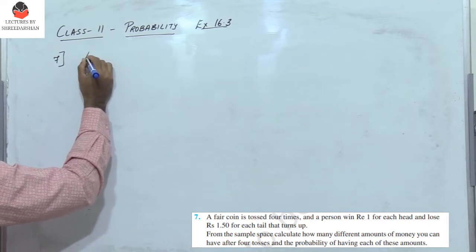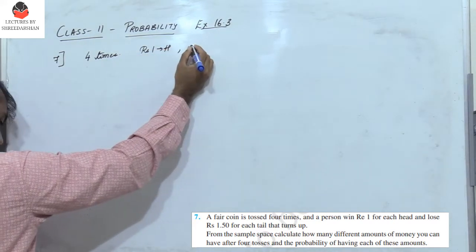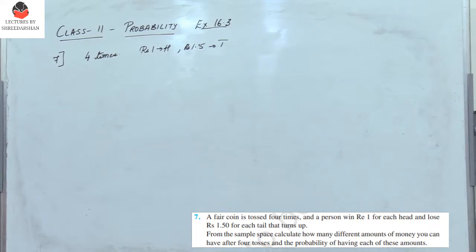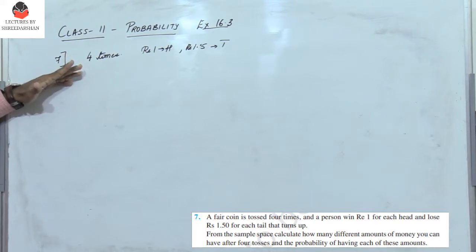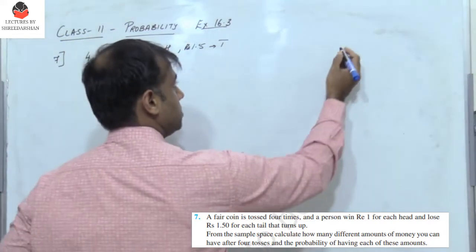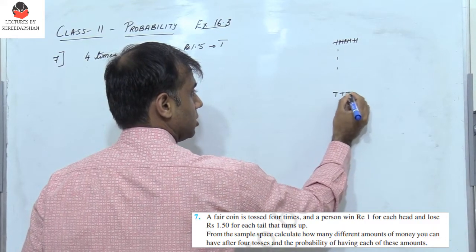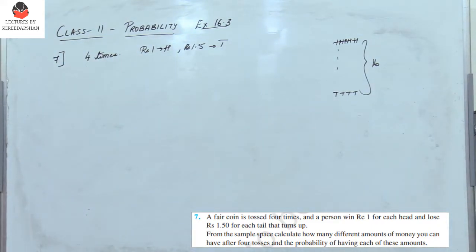A fair coin is tossed 4 times. You win ₹1 for every head and you lose 1.5 rupees for every tail. For the sample space, calculate the amounts of money after 4 tosses and also find the probability of having these amounts. Since the coin is tossed 4 times, there are 16 combinations. If the coin is tossed 3 times, you have 8, but when you have 4 times the coin being tossed, it varies from 4 heads to 4 tails. So there are 16 combinations, right? So we'll try to list them out.